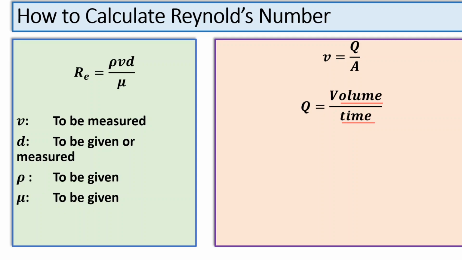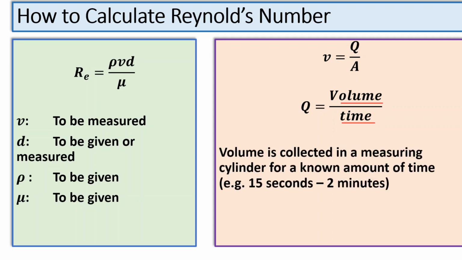So this volume is collected in a measuring cylinder for a known amount of time, for example 10 seconds to 2 minutes or so, and that will depend on the actual rate of flow. If the rate of flow is very high, then we will have to collect it only for a small time, because otherwise the measuring cylinder will be filled. And if it's a very small rate of flow, then we may have to collect it for a longer duration.